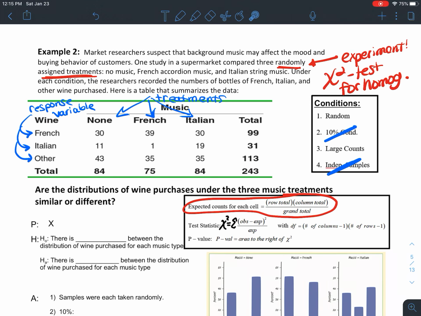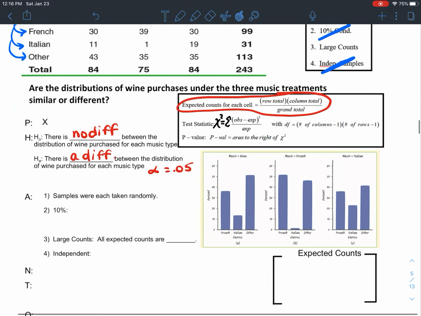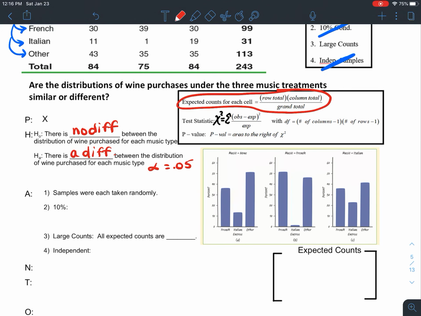Okay, so here's how our hypotheses should read, that there is no difference between the distribution of wine purchased for each type of music versus that there is a difference between the distribution of wine purchased. Okay, we're going to just run this at an alpha level of 0.05, and we're going to go ahead and do our assumptions, our conditions. Don't need to do 10% condition, don't need to make a statement of independence. You can see I've listed the samples were taken randomly, but I need to make sure that I fill in what the expected counts are and state that they are all greater than or equal to 5.